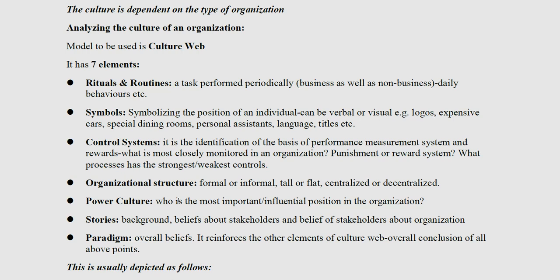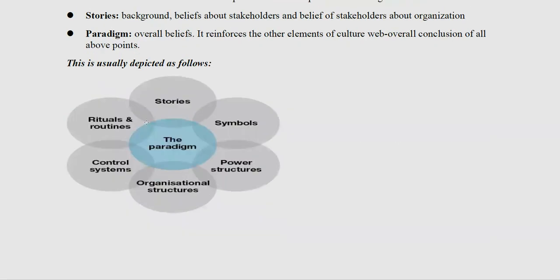So all these things must work hand in hand to make sure that the overall culture fits your strategic position and your strategic capability. So it's mostly depicted as follows. You have your stories, symbols, power structures, organizational structure, control systems, and rituals and routines, and you have the paradigm in between, or as the core, which cuts across all. That's the core belief that everybody's centered around.